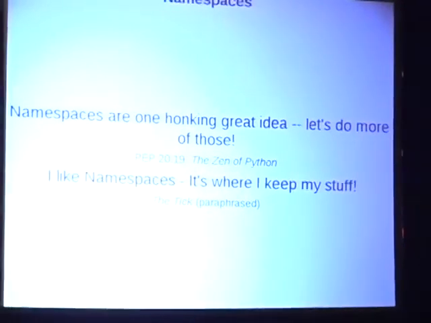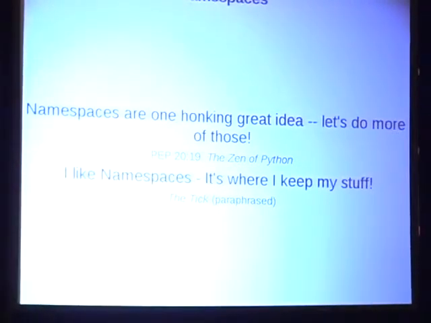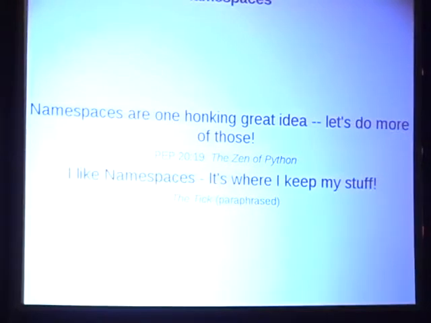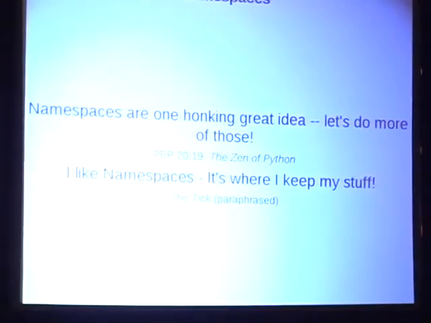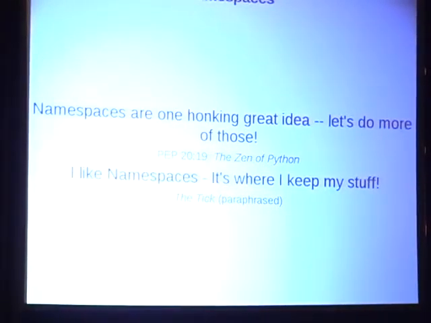All right, so this talk is about useful namespaces. PEP 20, the Zen of Python, line 19, says namespaces are one honking great idea, let's do more of those. To put this in perspective, the Zen of Python was written in 2004. Python 2.3 was current, so a lot of the features I'm going to talk about came after that. A similar quote from someone earlier is, "I like namespaces, it's where I keep my stuff." Paraphrased. Actually what he said was, they can't destroy the earth, that's where I keep my stuff.